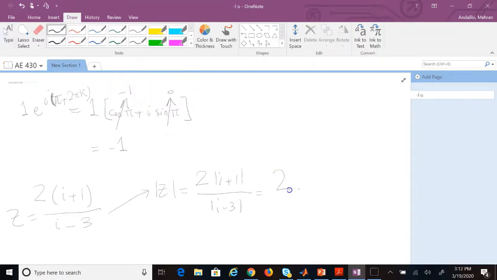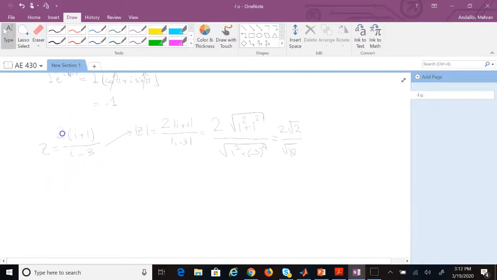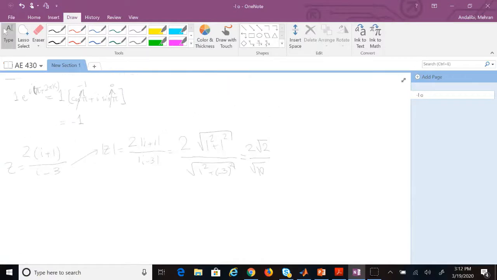So that's 2. What is the magnitude of i plus 1? Yes, that's the square root of 1 squared plus 1 squared. And what is this? That's the square root of 1 squared plus negative 3 squared. Right, so what would you get? You're going to get 2 square root 2 divided by the square root of 10. Right, so that's what you practiced in your complex numbers.